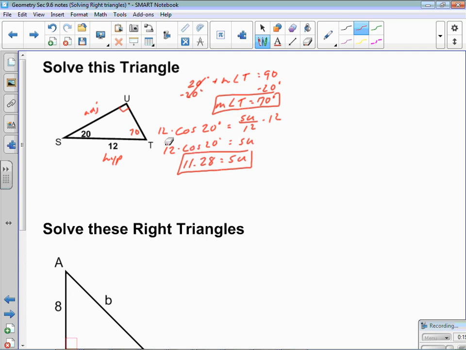And then we can also find the length of UT by doing the same process. Well, not exactly the same, because from the 20-degree angle, it's the opposite side. So opposite and hypotenuse, we're going to use the sine function.